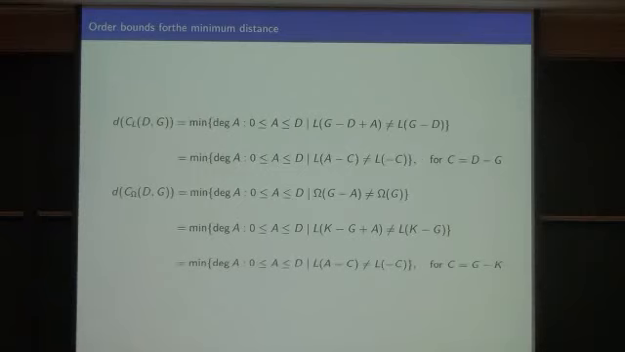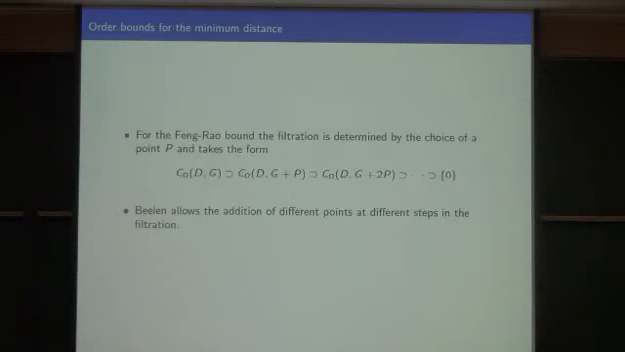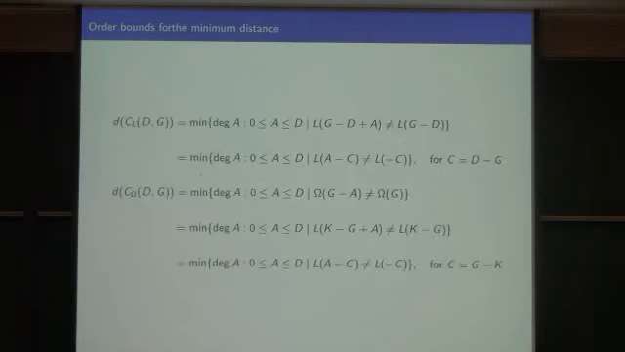So we want to interpret this in terms of divisors. So this is what we do. The minimum distance of C_L(D,G) is, if you look at this, this is G minus D. L(G − D) means it has poles at G and it has zeros at D, right? L(G − D) means it has poles at G and it has zeros at D.